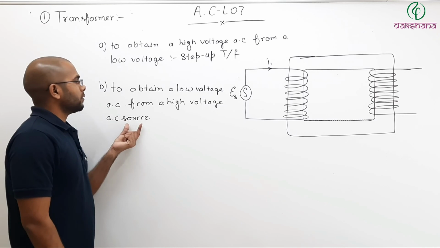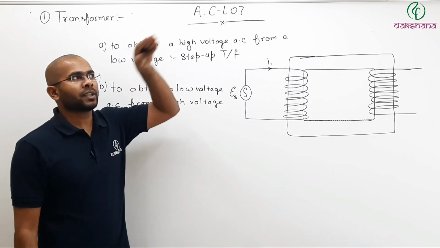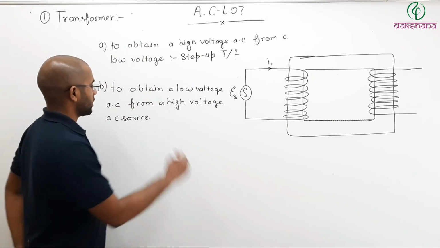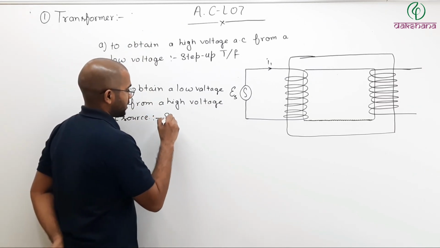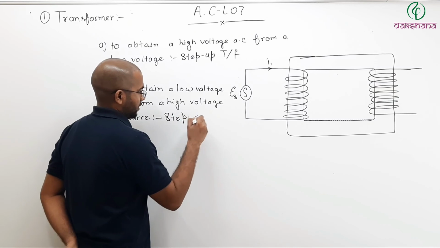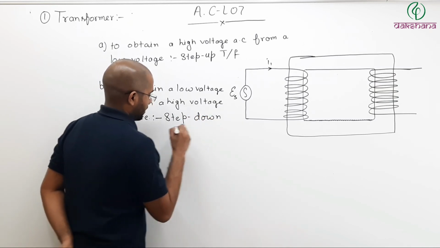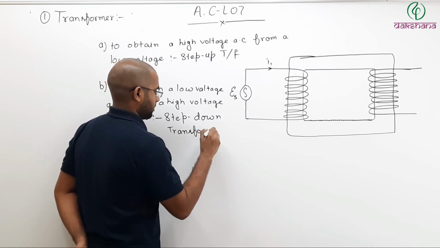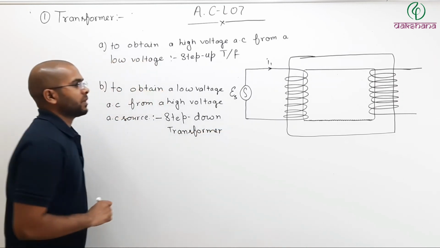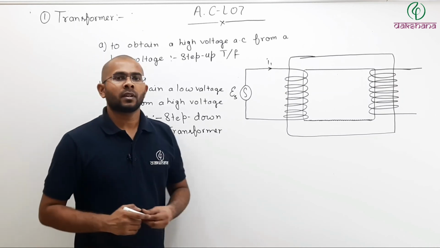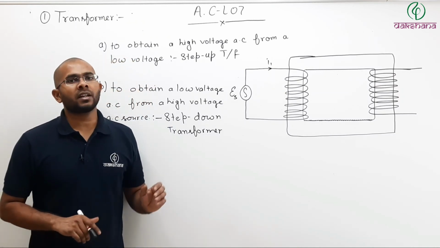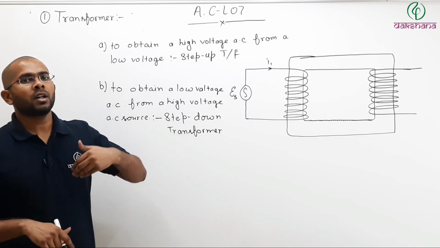To obtain a low voltage AC from high, what you are doing is stepping down. Initially you are high, now you are getting low. So this is called step down. Step down transformer. So these are the two main purposes of your transformer. Pause the video, note them down.